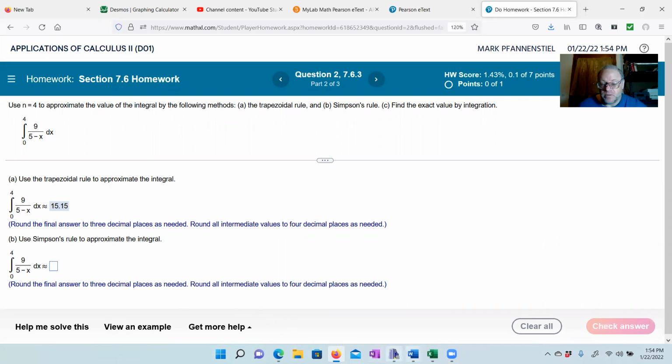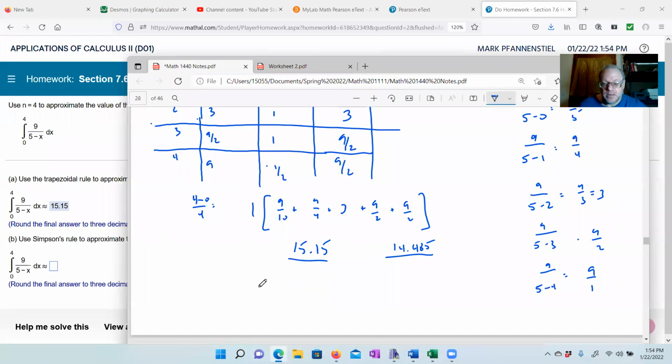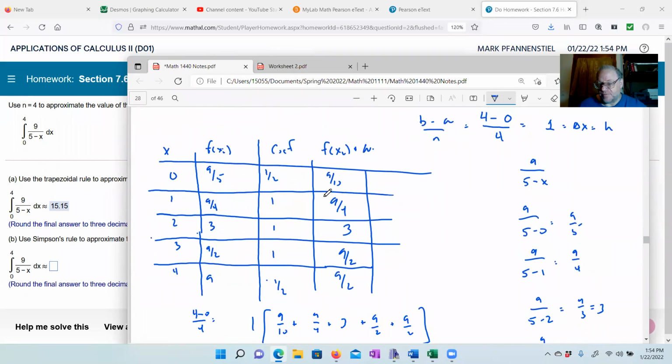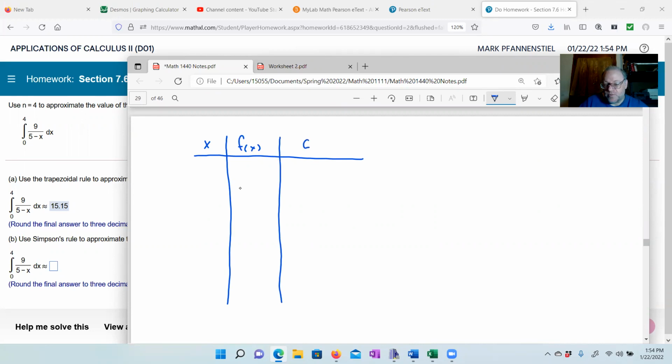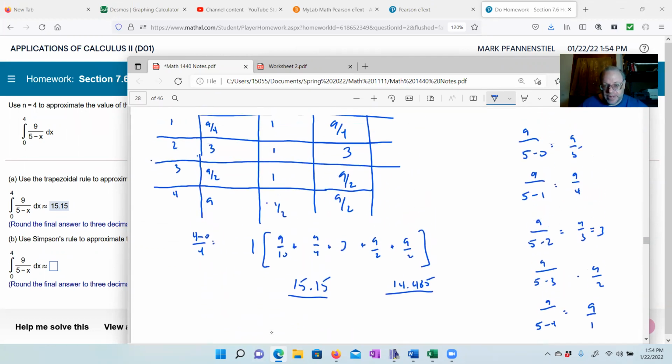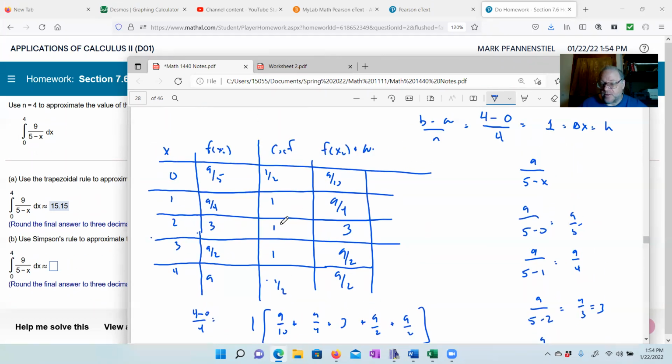Okay, so same idea. You could probably have worked a little bit neater than I did. Actually, we can't do that. We're just going to copy and paste this. So here's my x's, here's my f of x's. These are going to be the same thing. The only thing that's going to be different now is my coefficients are going to be 1, 4, 2, 4, 1. So this column, the coefficient, is the only thing that's changing. And then we multiply, and we're going to get a different value.